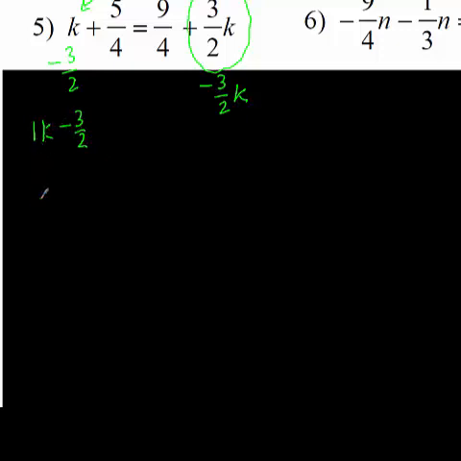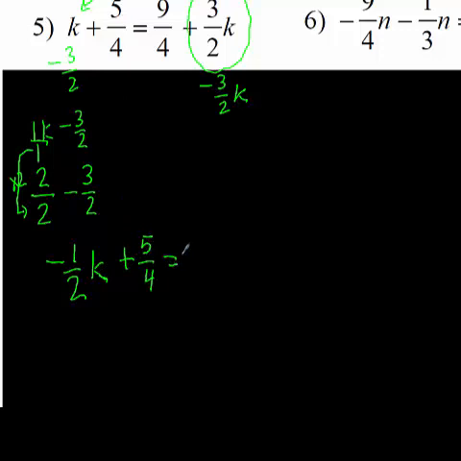So we have to change this 1. How do I change the 1? We have to change the denominator from a 1 up to a 2, so we multiply by 2. There was a 1 on top, so 1 times 2 gives me 2. So 2 minus 3/2, then the plus 5/4, that's the k. So 2 minus 3 gives me negative 1/2 for the k. Then we bring down our plus 5/4, and that is equal to 9/4.